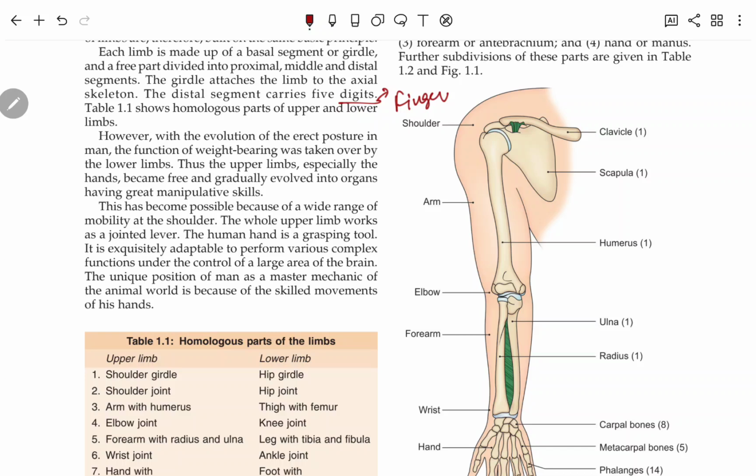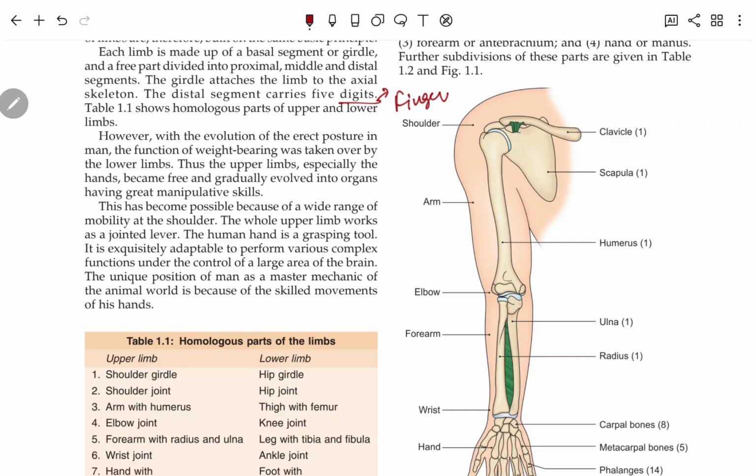Now, this has become possible because of the wide range of mobility at the shoulder. We have a huge amount of mobility at the shoulder, though there are many structures which stabilize the shoulder and prevent dislocations and subluxations. The new words we are going to learn in upcoming lectures. So the whole upper limb works as a jointed lever. If one joint is moving, the others will move.